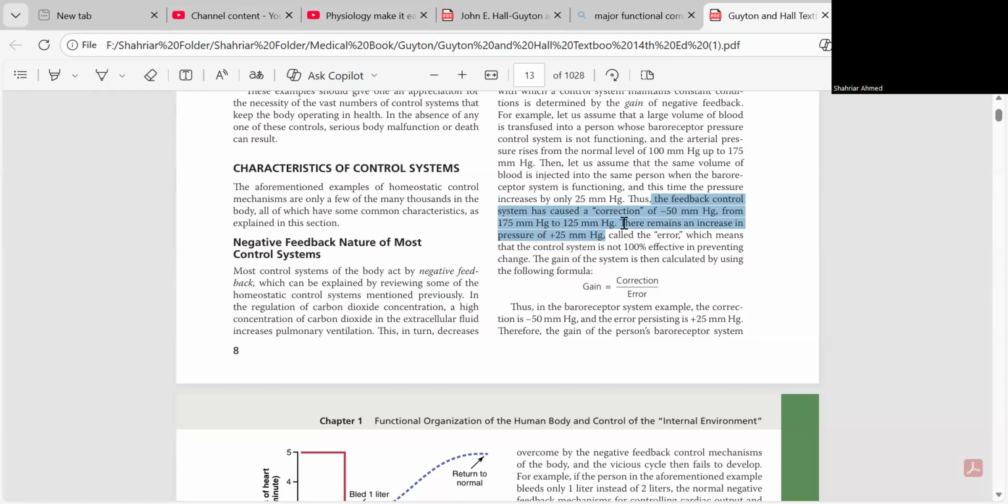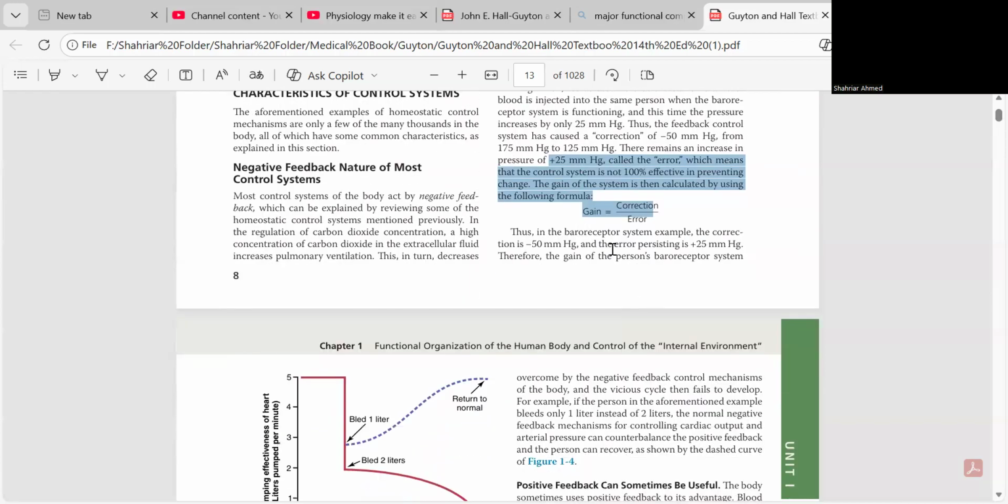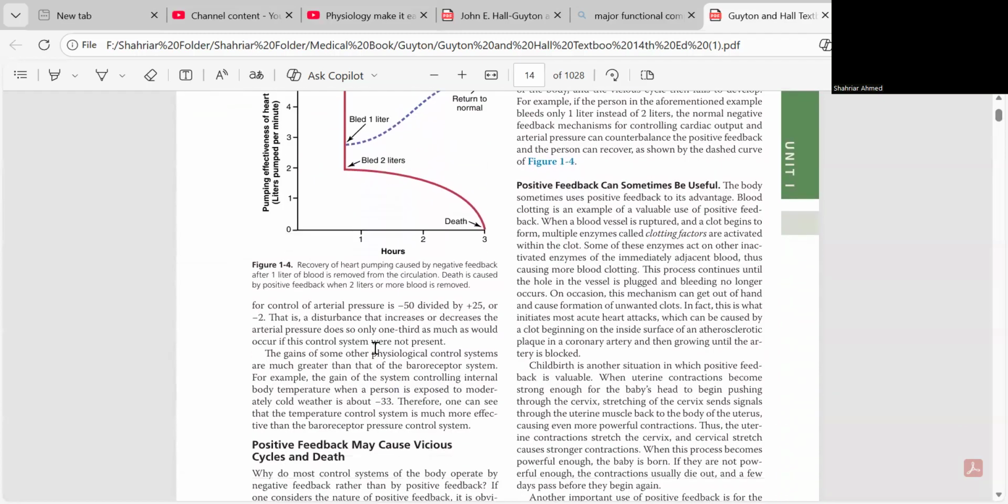This increased 25 millimeter mercury is called error, which means that the control system is not 100% effective in preventing the change. The gain of the system is then calculated by using the formula: gain is equal to correction divided by error. Correction minus 50, error plus 25. So what is the gain? Minus 2.